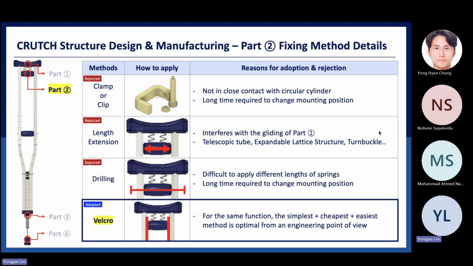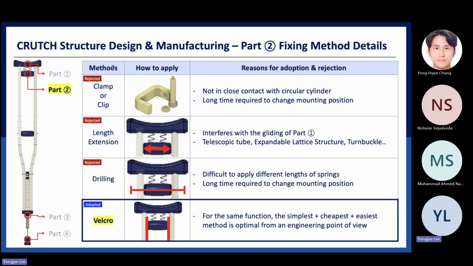When designing Part 2, there were two things that were most important. First, it's a strong holding force because it's the part that has to bear the weight of the user. The second is the possibility of a quick position change because if a different length of spring is applied depending on user's weight and body shape, Part 2 must be moved up or down and fixed again accordingly. To do this, we considered four methods.